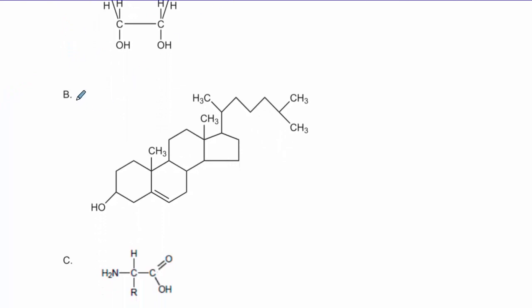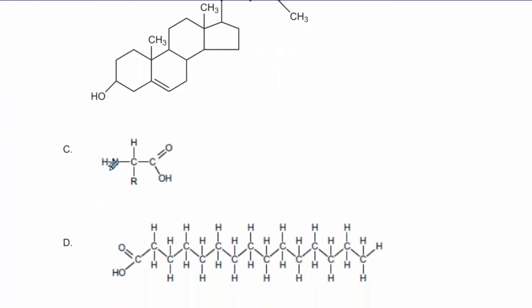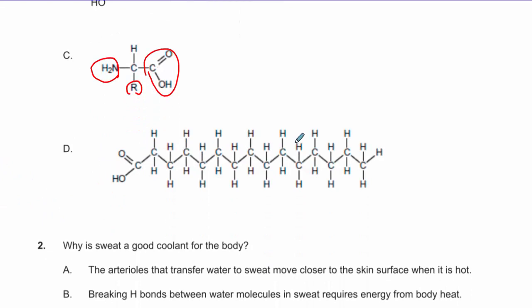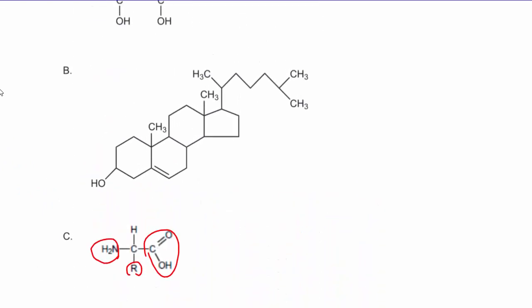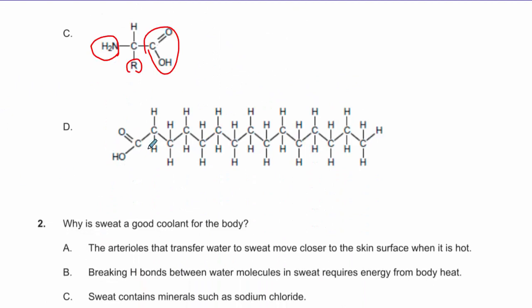Here we can see B is a lipid and C is an amino acid with an interchangeable R group. And D again is a fatty acid. So D is the same as B. B might be a steroid hormone or a cholesterol or something, but D is a fatty acid. Here again the acid group.